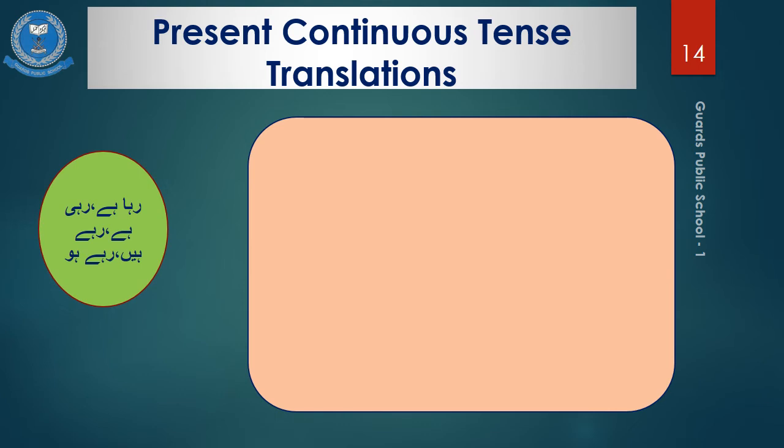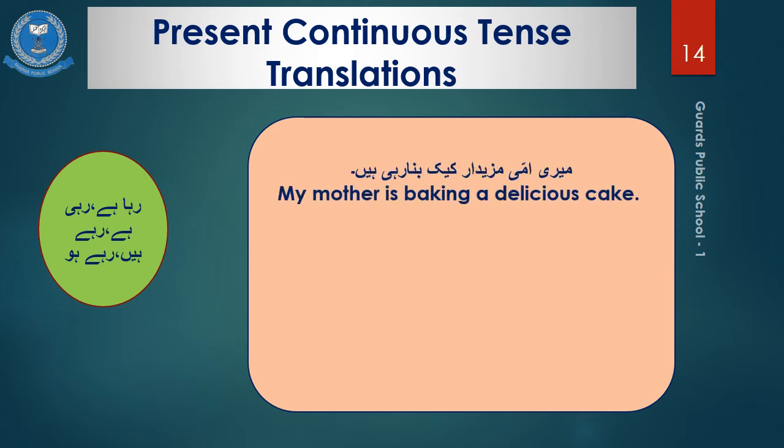Our sentence number one is मेरी अम्मी मजेदार केक बना रही है. Our subject is singular, so we will use is and write ing form of verb. The English sentence is my mother is baking a delicious cake.